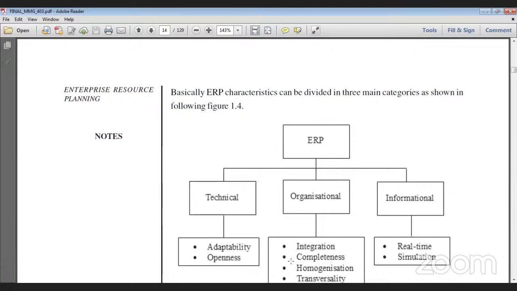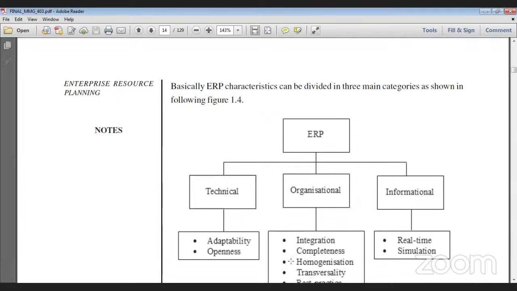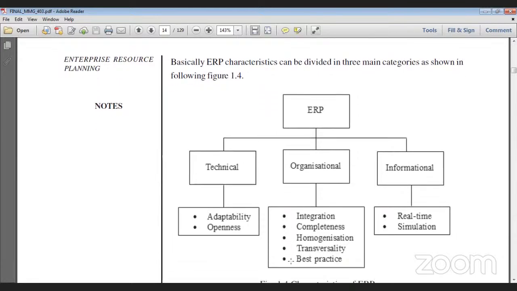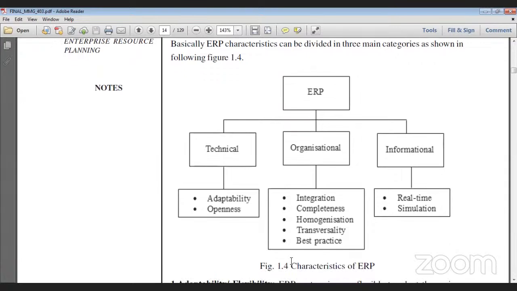Here ERP has three subdivisions: technical, organizational, and informational. Technical has two subdivisions: adaptability and openness. Organizational has 5 subdivisions, that is integration, completeness, homogenization, transversality, and best practice. Informational has 2 subdivisions here: real time and simultaneous.